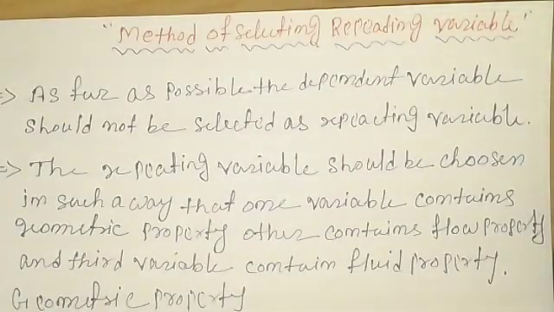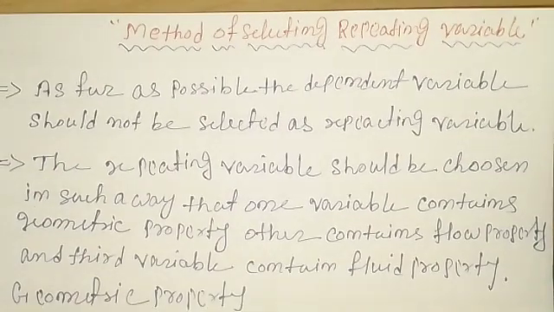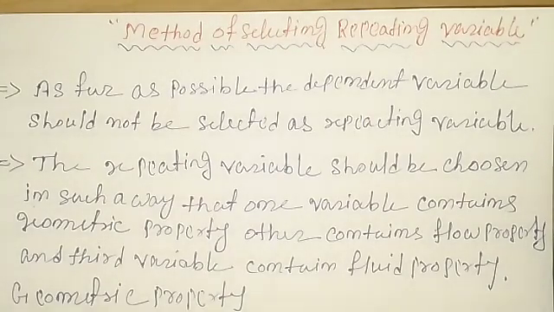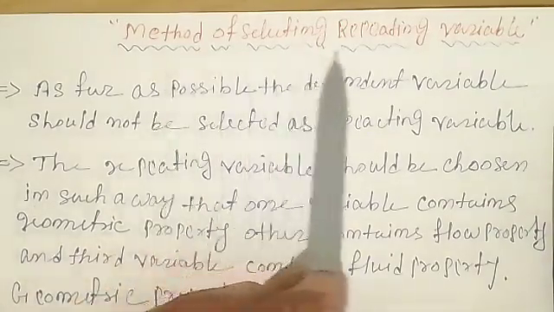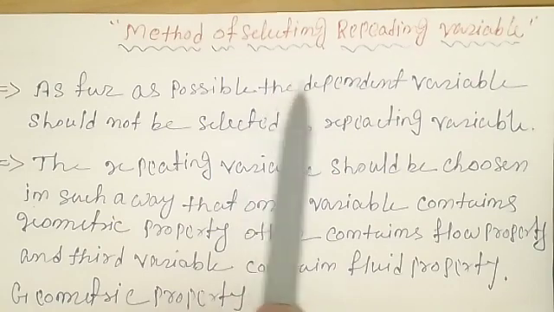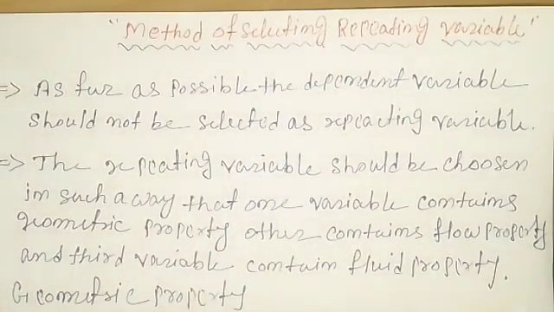Just now I told you that while writing the pi terms in terms of the arbitrary powers, there is some repeating variable we have chosen. So how do we select the repeating variable? We have methods, right? The method of selecting the repeating variable: as far as possible, the dependent variable should not be selected as a repeating variable. Like F is equal to mass into acceleration. F is dependent, so F will not be the repeating variable, right?